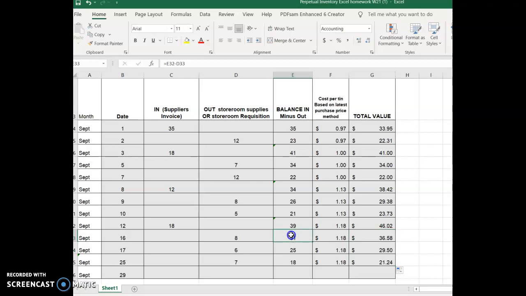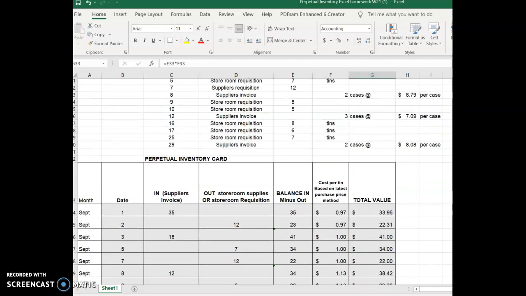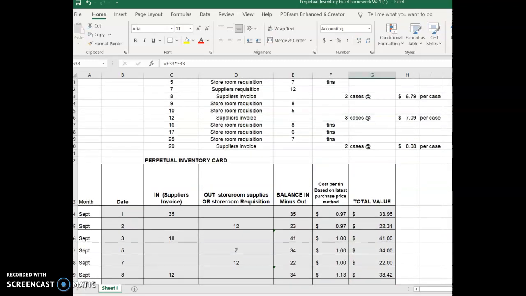So I can show you on the 16th, 8 tins, sorry. So we have 39 minus 8 is 31. Keep our value, and there are new totals. So this is up here, you can see you're always multiplying these two together, your balance and cost per tin, to get your total value. And then we have our last one, September 29th, which is an invoice, so another roundup feature.